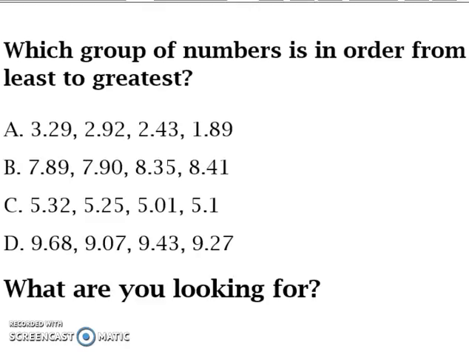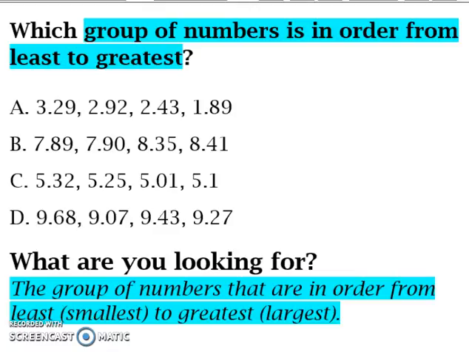The first thing we must do in order to solve our problem is find out what we are looking for. We are looking for the group of numbers that are in order from least, which means the smallest number, to the greatest, which is the largest number. So I start at the smallest number or the least number, and I gradually go up to the largest number.